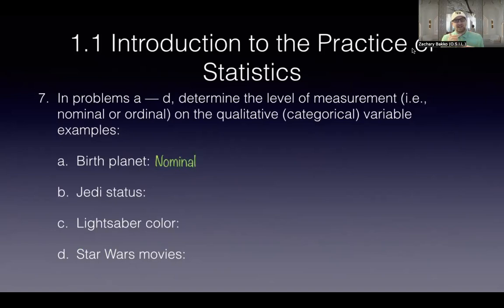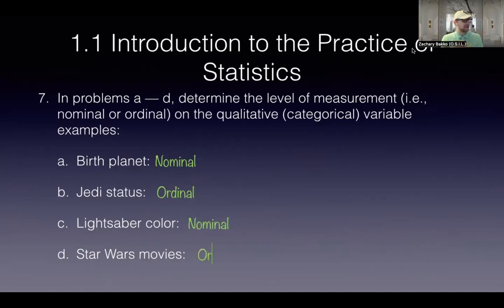What about your Jedi status? Are you a Padawan, a Jedi Knight, a Jedi Master? Right? We already saw that, so we know that one's going to be ordinal. What about lightsaber color? Someone is blue, another person is green, another person is purple, someone has white. Right? This is going to be nominal. Again, it doesn't follow a rank order. We can just categorize it how it is.